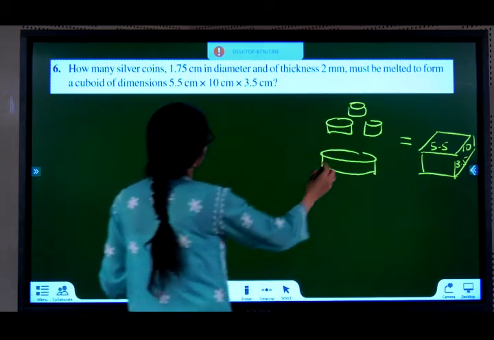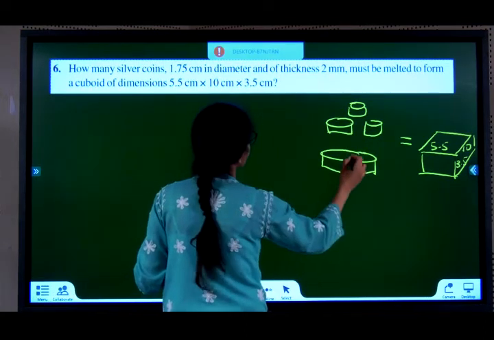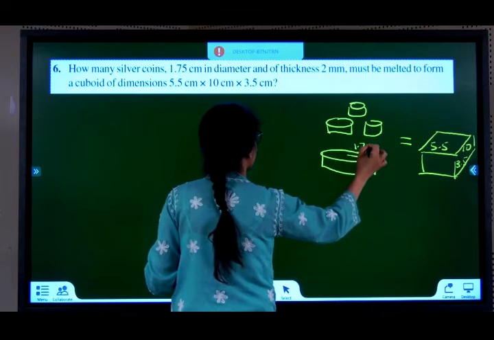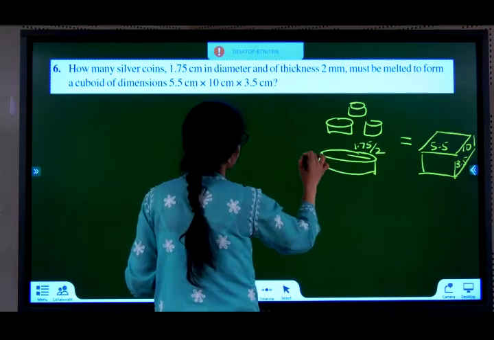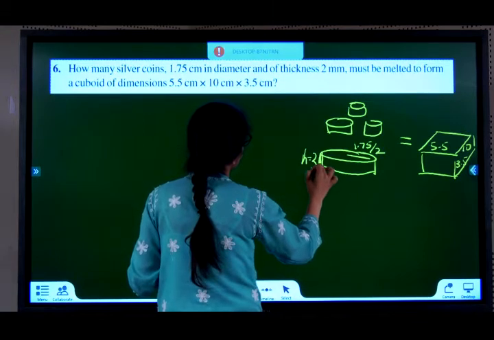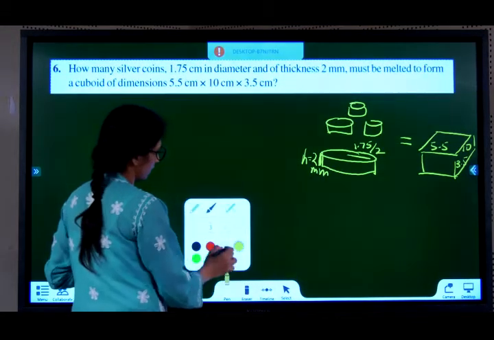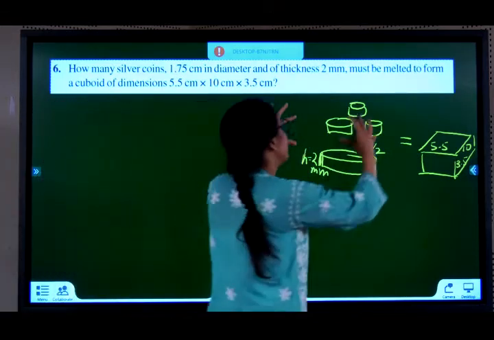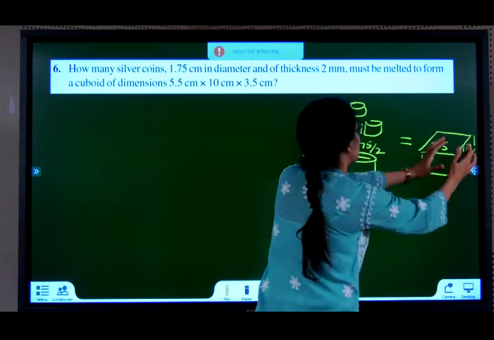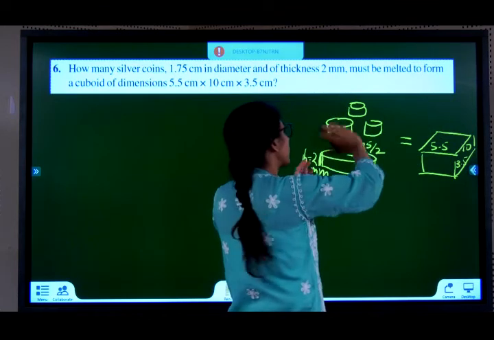The diameter is given as 1.75, so I can take the radius as 1.75 by 2, and the thickness is 2 millimeters. So the height is 2 millimeters. We have to convert that to centimeters. So first, what can we say about this? All these coins put together is going to give you the cuboid. So I'm melting each coin and putting it in.